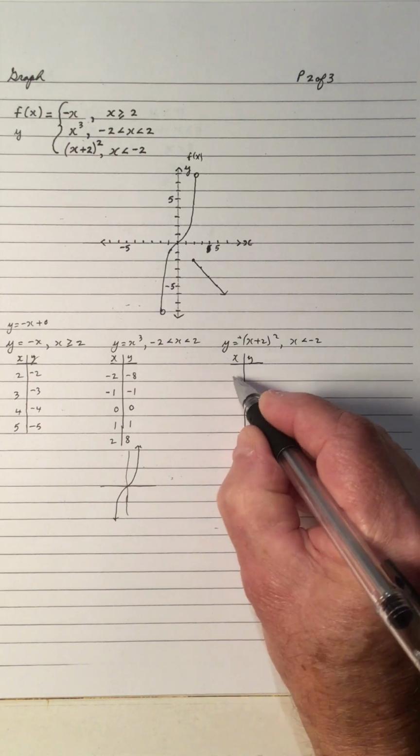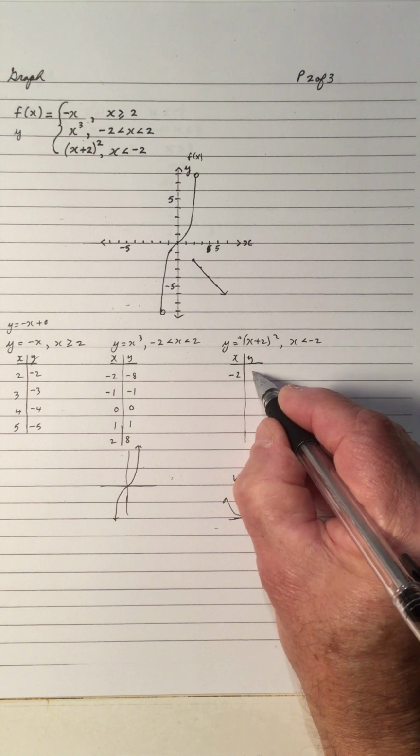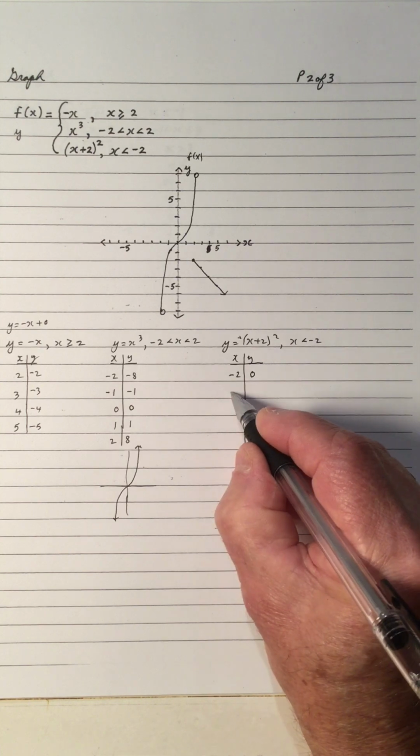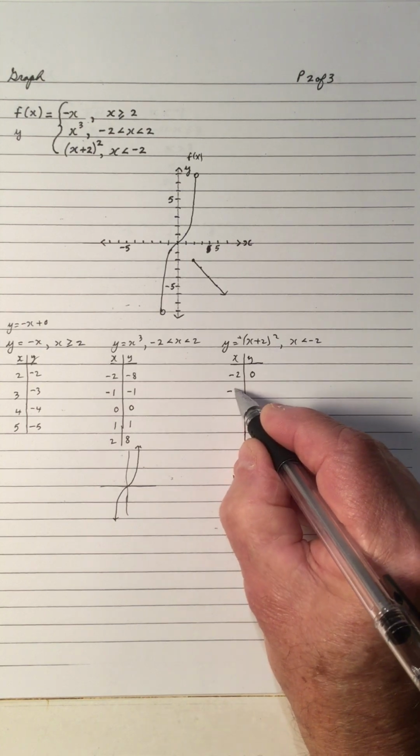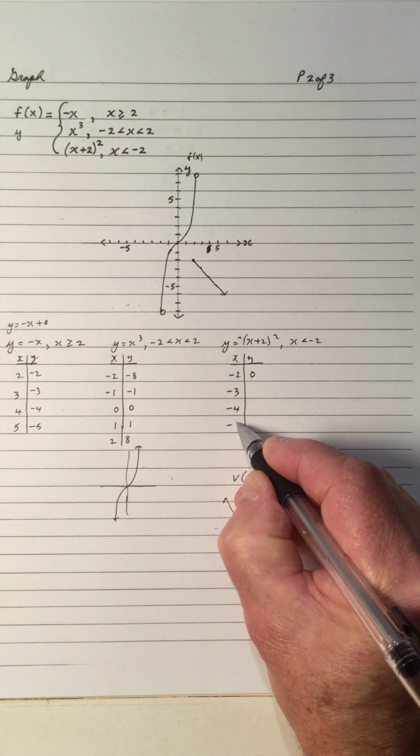So there's negative 2. What's negative 2 going to give me? Put a negative 2 in here, I get 0 squared, which is 0. And we're going less than, so we're going to put a negative 3 in. We're going to the left: negative 3, negative 4, negative 5, etc.